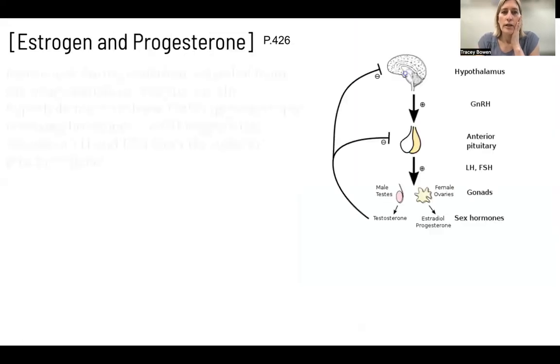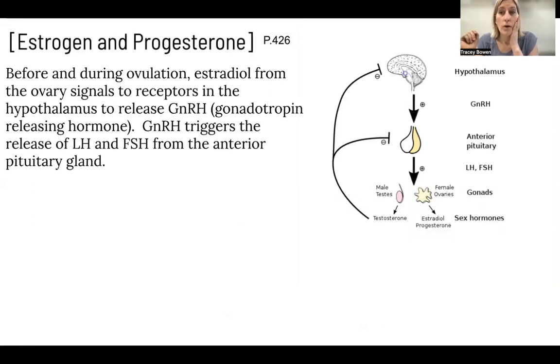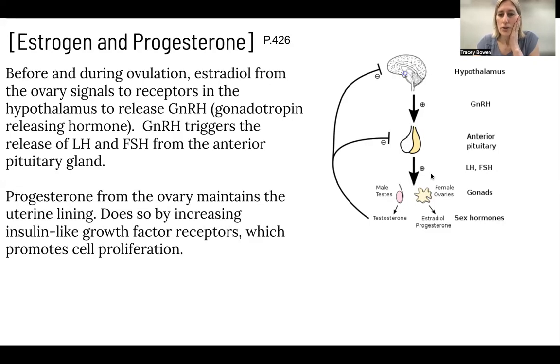And then progesterone and estrogen, also very common steroid hormones. And so before and during ovulation, where a woman releases an egg from her ovaries, estradiol from the ovaries signals to the receptors in the brain, in the hypothalamus, to release GnRH, which stands for gonadotropin releasing hormone. And gonadotropin releasing hormone is going to signal the release of luteinizing hormone and follicle stimulating hormone from the anterior pituitary gland. And then those hormones are going to act on the ovaries to release progesterone. And that's going to maintain the uterine lining.